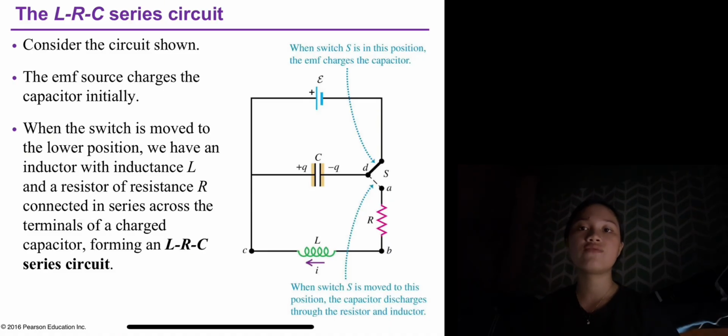So the presence of resistance makes the circuit more realistic. So no real system is perfectly lossless. So the resistance is unavoidable in wires and components. Studying LRC circuits helps us understand how real oscillators behave. It bridges the gap between ideal theory and practical application or reality.